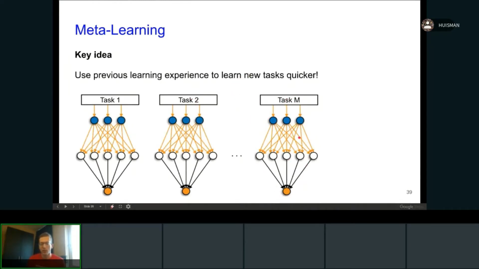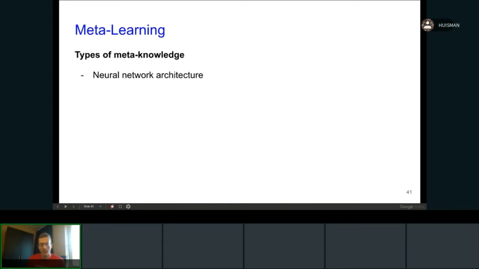So we're looking for some kind of meta-knowledge that allows us to learn these new tasks faster. But then the question, of course, is what kinds of meta-knowledge allow for faster learning? There are many different forms that this can take on. Three examples of this are the neural network architecture that you can try to learn.